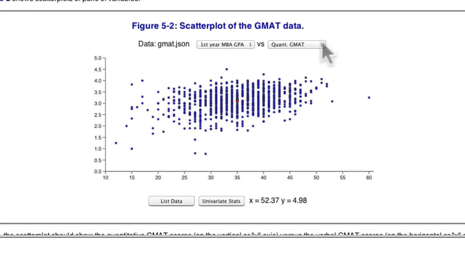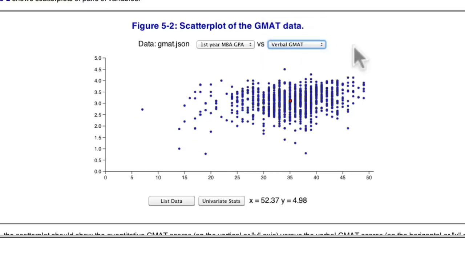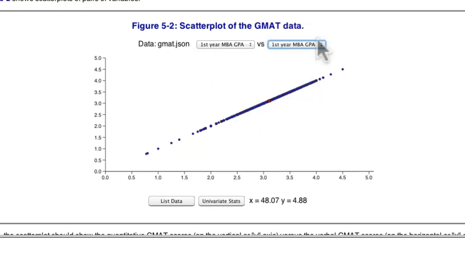Now you can change these variables. So I can look at verbal GMAT, and well, similar to the quantitative, there's no strong trend that is visible. The graph is pretty much horizontal. Just to be different, why don't we see what happens when we plot first year MBA GPA versus itself? Bang, straight line. X equals Y line.